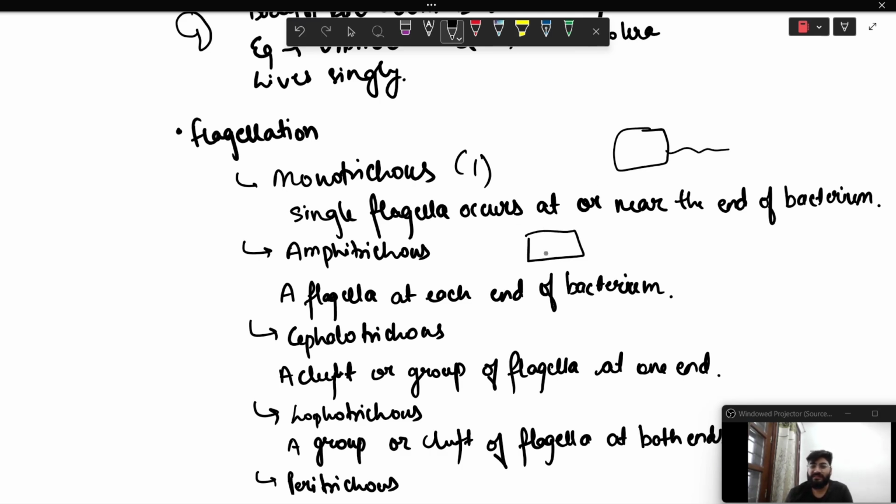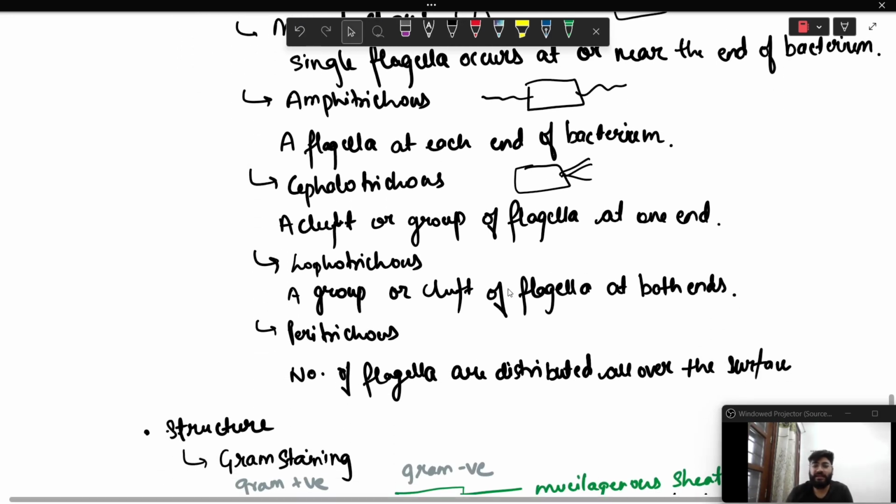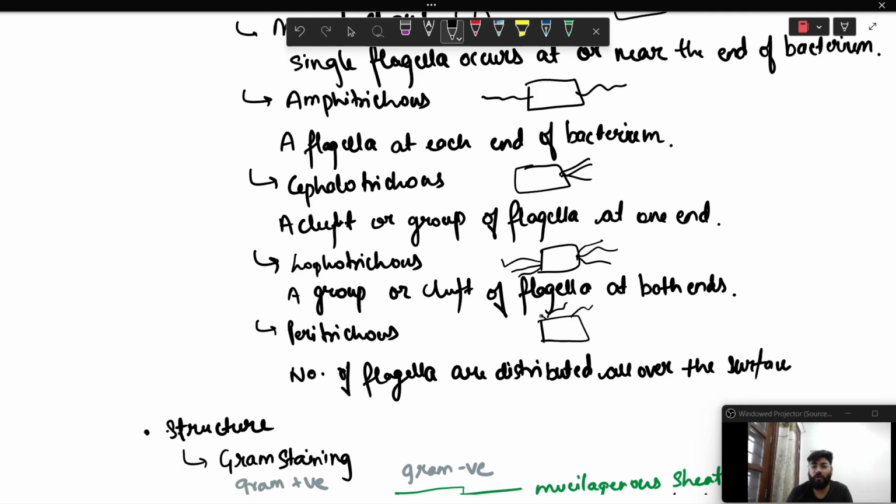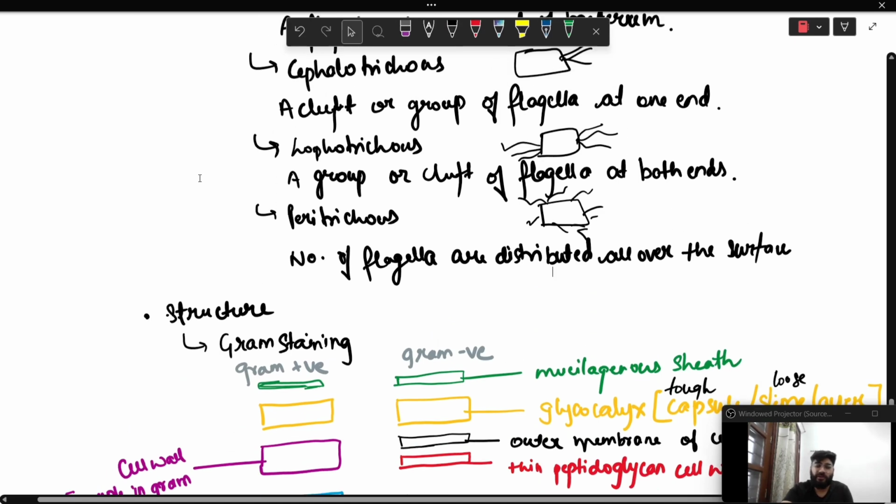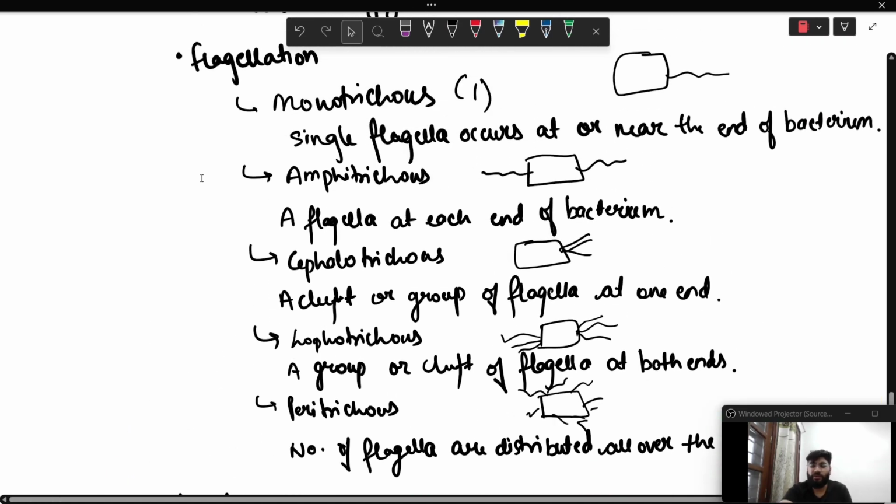Amphitrichous: a flagellum at each end of the bacterium, that is amphitrichous. Cephalotrichous: a tuft or a group of flagella at one end. Lophotrichous: a group or tuft of flagella at both ends. And then we have peritrichous: a number of flagella distributed all over the surface of the bacteria. This is another category of way to classify bacteria on the basis of flagellation.